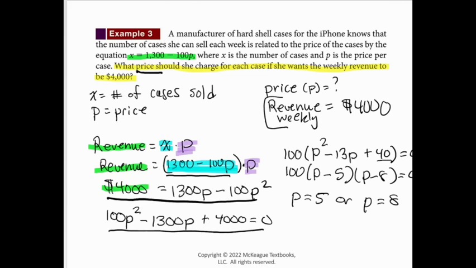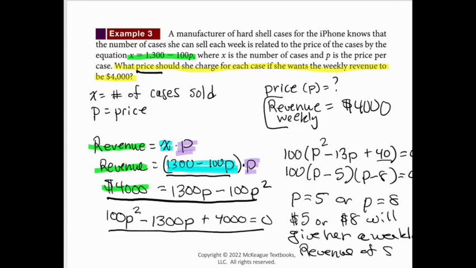This means that if the price is either $5 or $8, she will have a weekly revenue of $4,000. So let's write that down. $5 or $8 will give her a weekly revenue of $4,000.